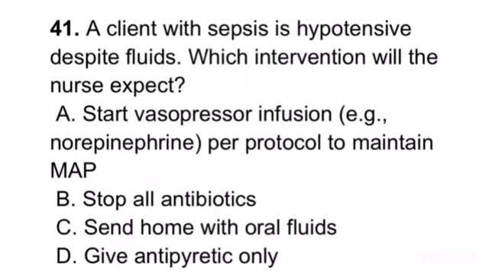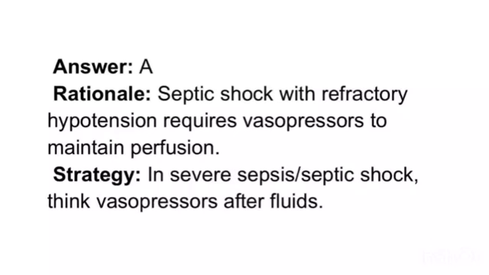41. A client with sepsis is hypotensive despite fluids. Which intervention will the nurse expect? A. Start vasopressor infusion, e.g., norepinephrine, per protocol to maintain MAP. B. Stop all antibiotics. C. Send home with oral fluids. D. Give antipyretic only. Answer, A.